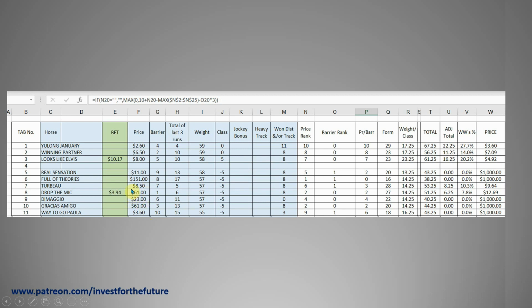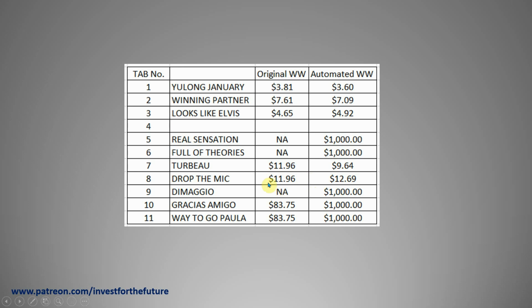Now, probably the obvious question is, well, with your tinkering around here, John, how much have you messed up the numbers to the extent that we're now not going to get the results that I've described at the very beginning of the video? Well, here's the original Wagon Wheel numbers for the race. We had Yulong January at $3.81 and working our way down through here. Once I've messed around with it so that I've automated it, the prices are different, but not massively different. Rather than coming out with an NA, it comes out with a price of 1,000 to 1 about a horse that the Wagon Wheel thinks has no hope of winning.